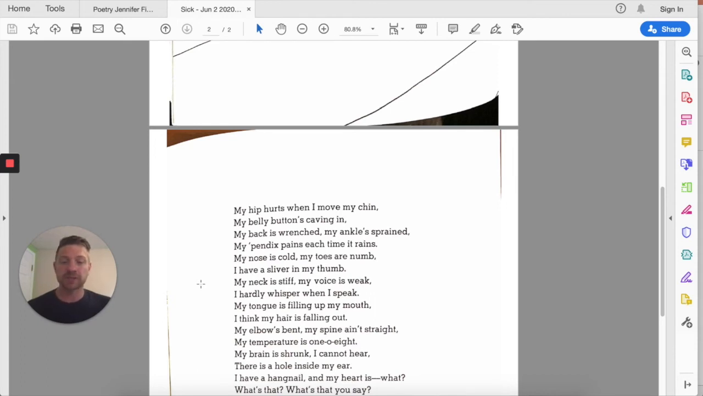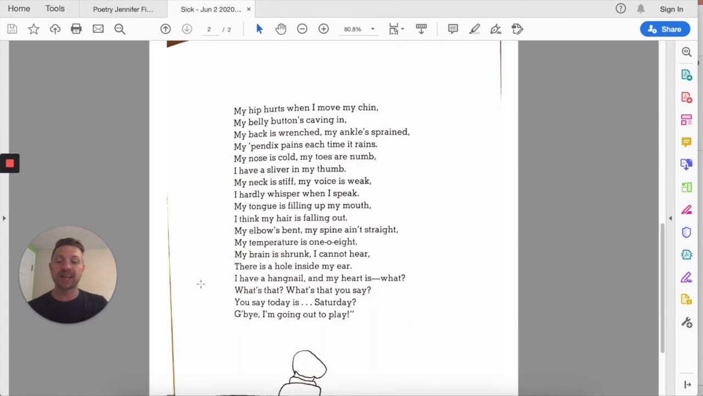My back is wrenched, my ankle's sprained. My appendix pains each time it rains. My nose is cold, my toes are numb. I have a sliver in my thumb. My neck is stiff, my voice is weak. I hardly whisper when I speak. My tongue is filling up my mouth. I think my hair is falling out. My elbow's bent, my spine ain't straight, my temperature is 108. My brain is shrunk, I cannot hear. There is a hole inside my ear. I have a hangnail, and my heart is what? What's that you say? You say today is Saturday? Goodbye, I'm going out to play.